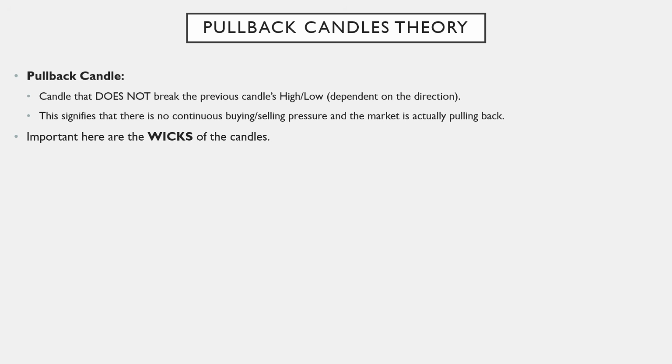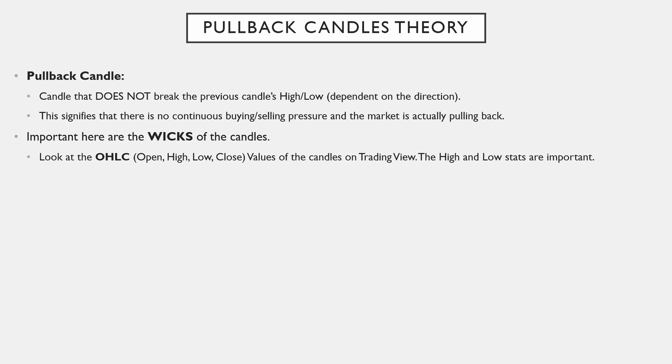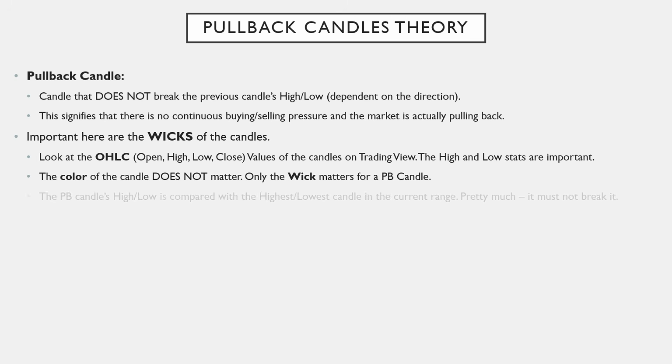So we're going to be looking at the wicks of the candles, which is why, once again, you really have to learn candle anatomy and you have to start looking at the open, high, low, and close values of the candles on TradingView, because the high and low stats are going to be important in order to truly determine pullback candles. Now, again, I said it, but I'm going to say it again. The color of the candle when it comes to being a pullback candle does not matter. Only the wick matters when it comes to looking for a pullback candle. Okay? And so pretty much the pullback candle's high or low is compared with the highest or lowest candle in the current range. Now, that might sound a little bit confusing.